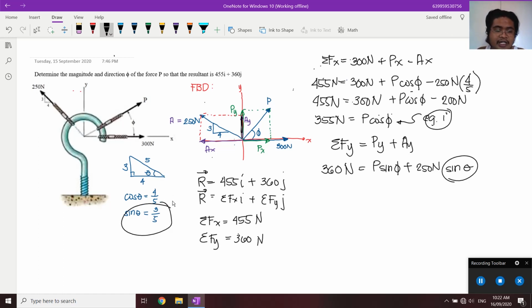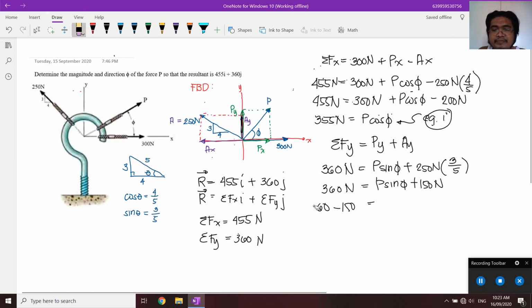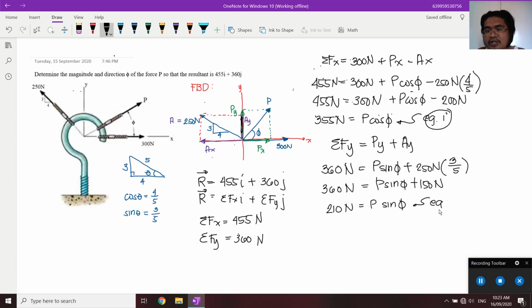Kasi yung sine ng theta, hindi ko nasusolve yung angle. Gagamitin ko lang yung 3/5. Pwede pala yun, sir. So, gamitin lang natin yung 3/5. So, 360 newtons is equal to P sine phi plus 250 times 3 divide 5. So, that is 150 newtons. Lipat lang sa kabila. That will be 360 minus 150, diba? So, 360 minus 150 is 210. So, 210 newtons is equal to P sine phi. So, this is our equation number 2.